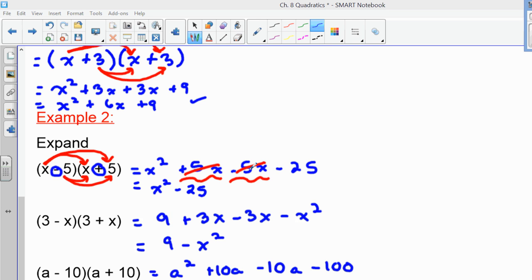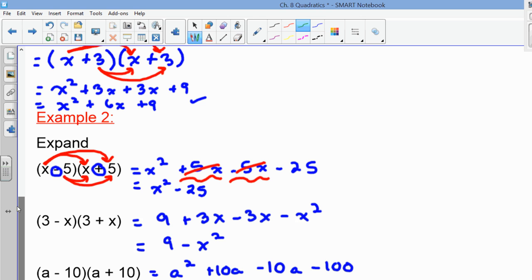All right, guys, once you finish trying these on your own, go ahead and check that you got the same 4 terms when you expanded 3 minus x times 3 plus x, and then the two middle ones cancel out, and then the same 4 terms when you expand a minus 10 times a plus 10, and then again the two middle terms cancel out. So they add to make 0. Therefore, we don't include them in our final answer.